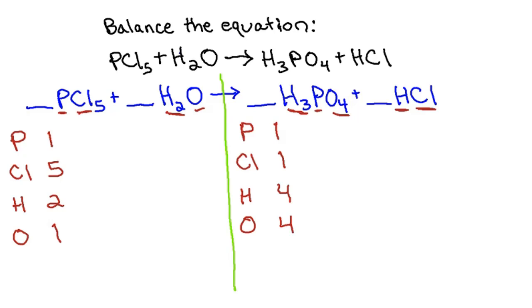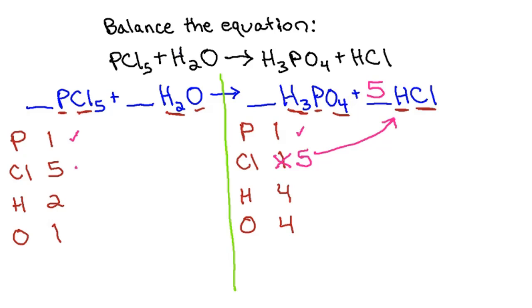Okay, so let's look at the phosphorus first. We have 1 phosphorus on the left and 1 phosphorus on the right, so that checks out. Then we have 5 chlorines on the left and only 1 chlorine on the right. So we need to turn this 1 chlorine on the right into 5 chlorines. Now how do we do that? Well, here's the chlorines up here, HCl. And so we're going to have to make this a 5 HCl in order to change this into 5 chlorines.